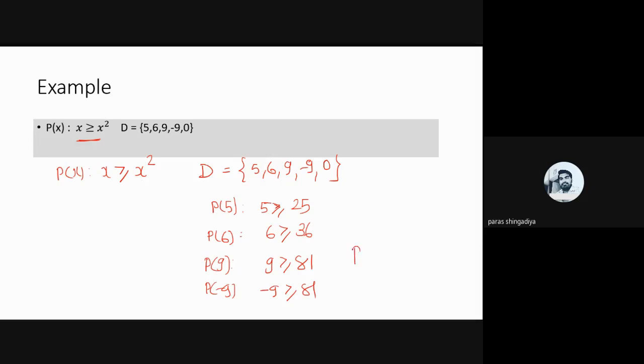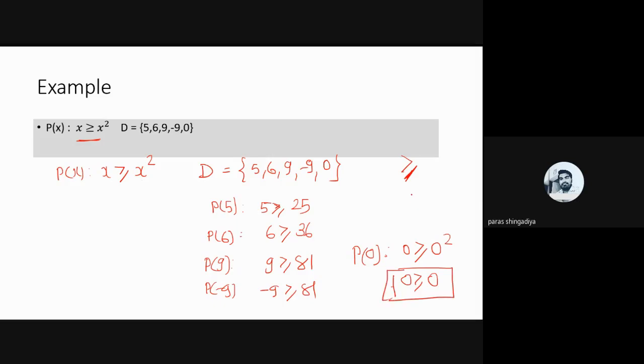And now for P of 0, the last value here, P of 0 will become 0 greater than or equal to 0 square, that is 0 greater than or equal to 0. There is equality between both values, both are 0, so in mathematics it will be true. Why is it true? Because there is equality, greater than or equal to, mentioned between these two numbers. So in mathematics this form is a true form.